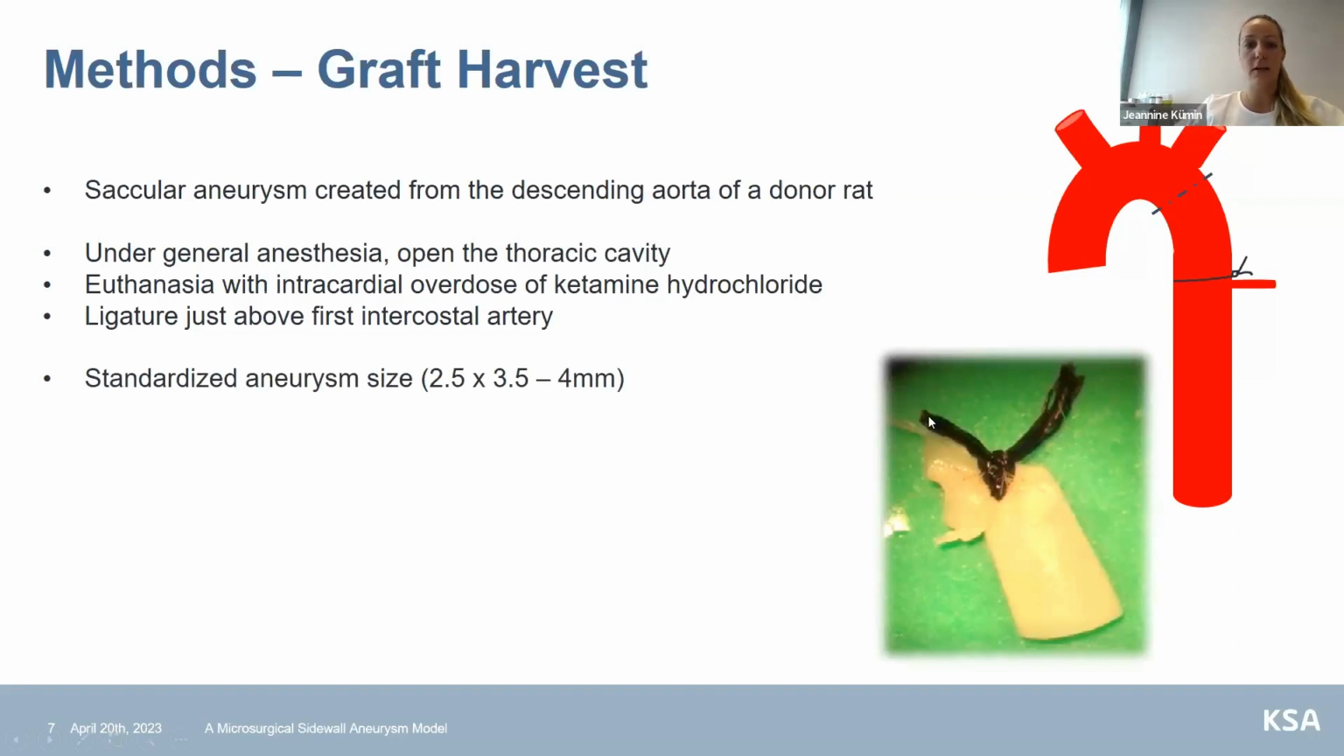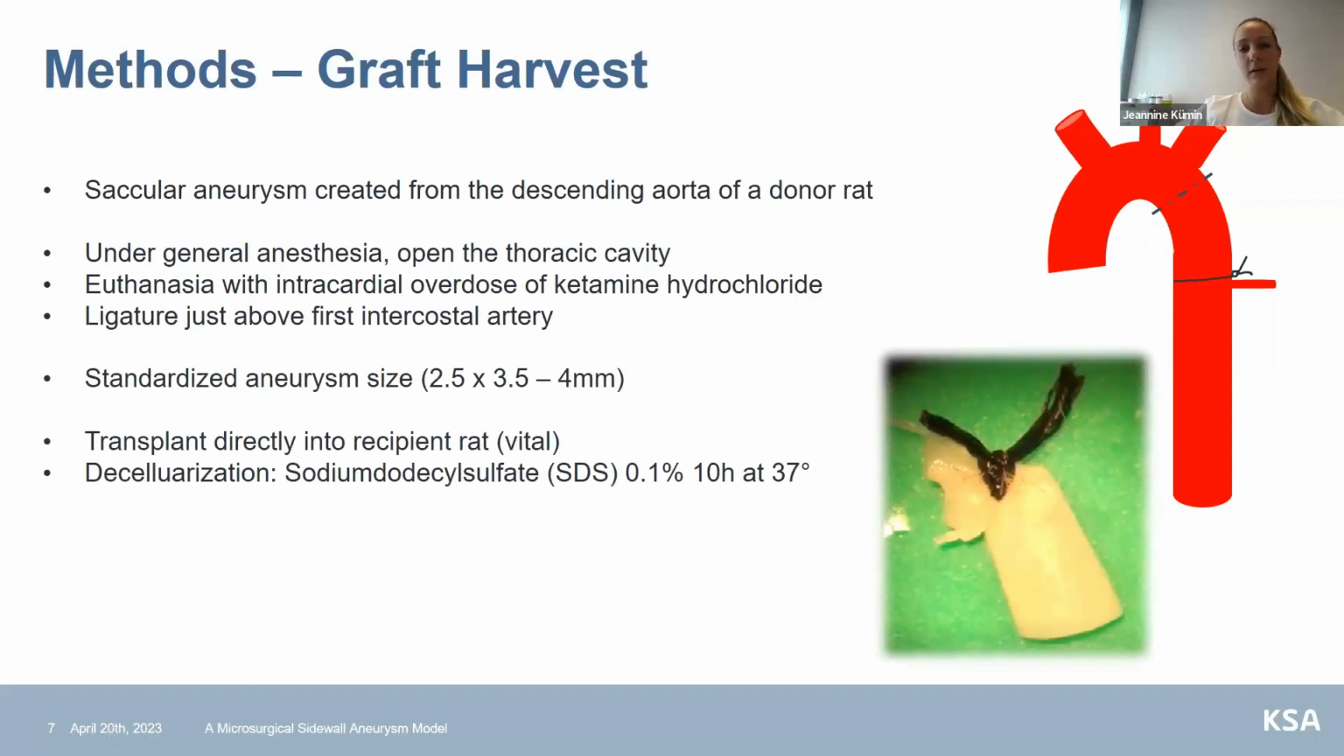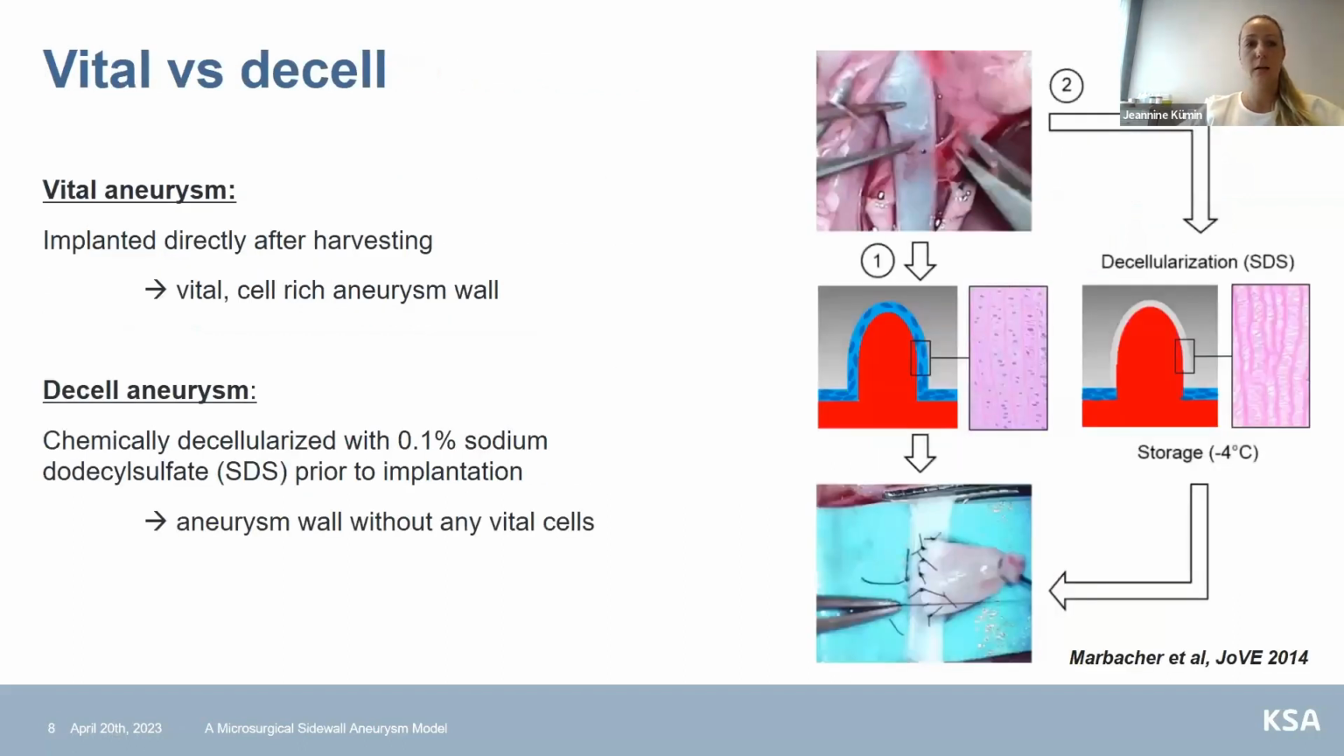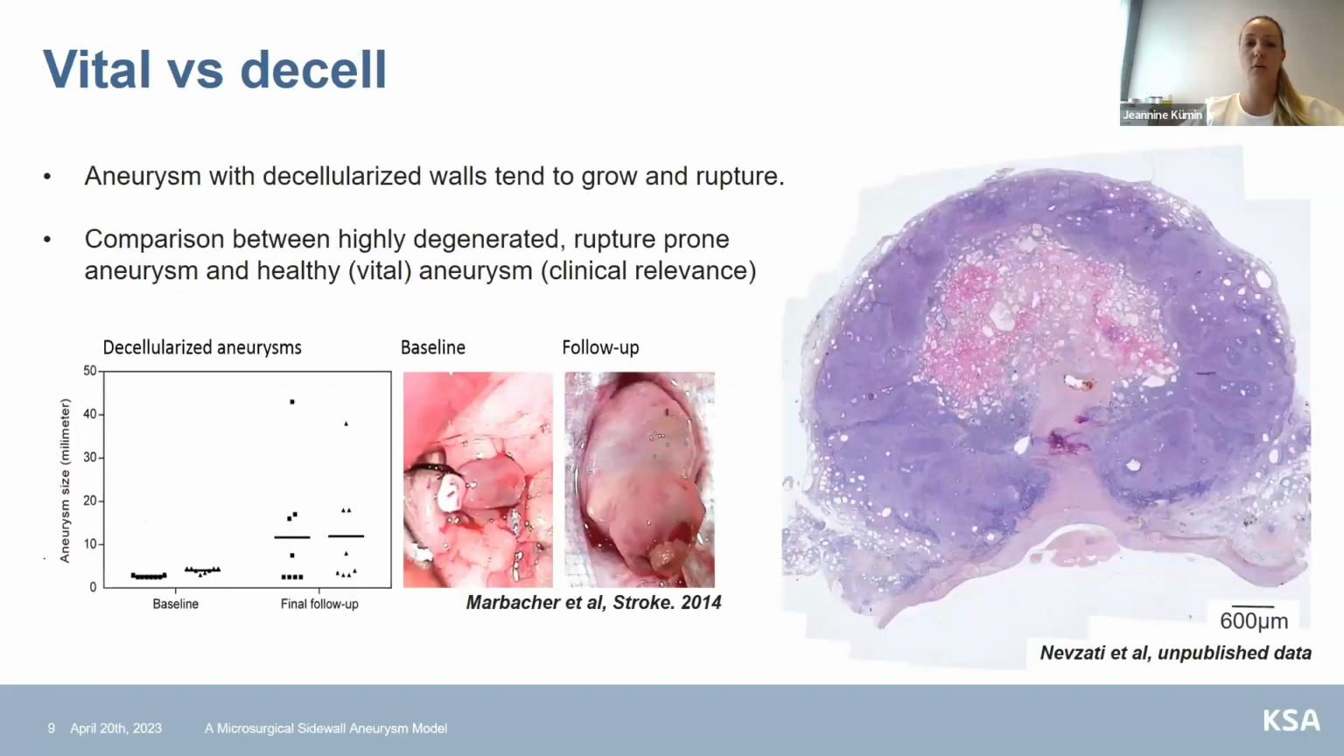These aneurysms were then either transplanted directly into the recipient rat as vital aneurysms, or they underwent a decellularization process prior to implantation. The vital aneurysms, which were implanted directly after harvesting, have a vital and cell-rich aneurysm wall, whereas the decellularized aneurysms, which underwent a chemical decellularization process with 0.1% sodium dodecyl sulfate prior to implantation, have a wall without any vital cells, which makes them, as we have seen in our results, more prone to grow and eventually even rupture.